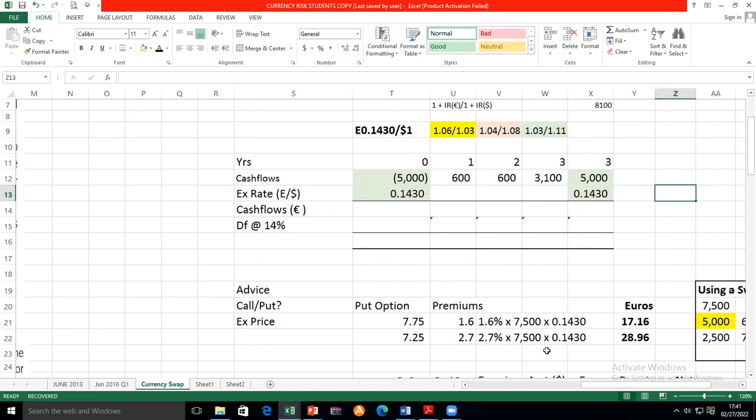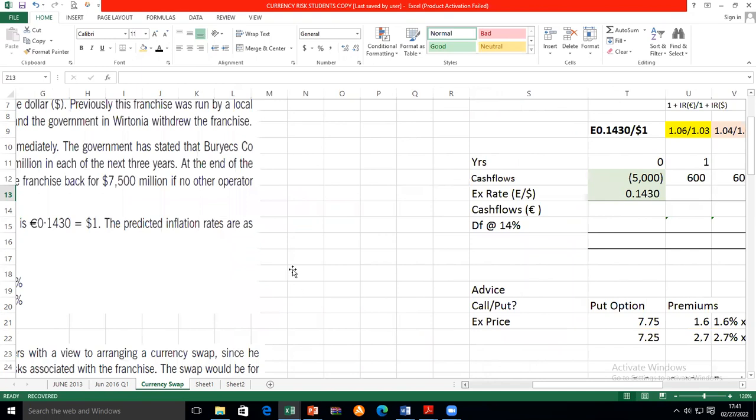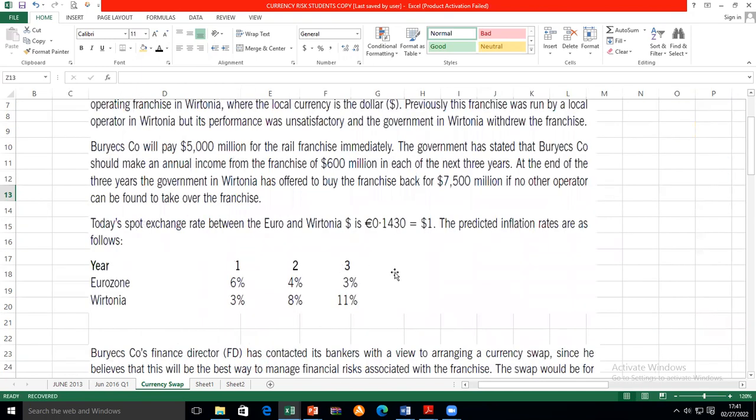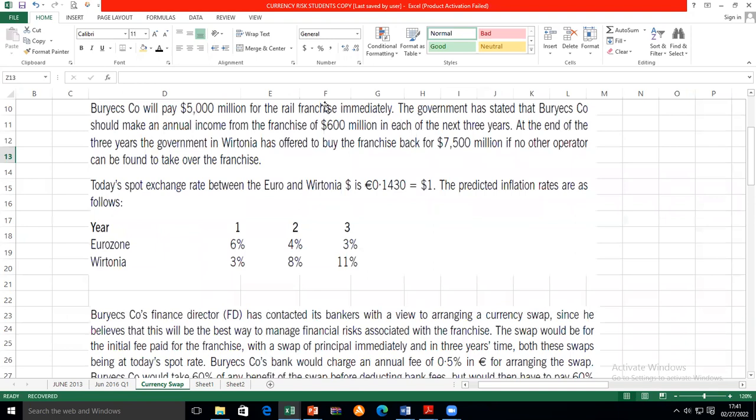So how did you fare on the exchange rate? Let's discuss the exchange rate. They say we must use the purchasing power parity theory. I'm really interested to see what you did here. So let's go. We've got a spot rate. So the forward rate can be estimated.